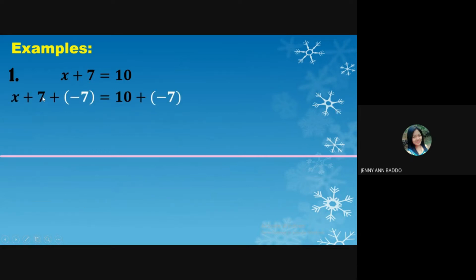So we have x plus 7 plus the additive inverse of positive 7, which is negative 7, equals 10 plus, adding the same, negative 7. 7 plus negative 7 is 0, so we have x plus 0 now on the left side. And on the right side, we have 10 plus negative 7, that is 3. Any number plus 0 is the same as the number itself, so we have x equals 3.